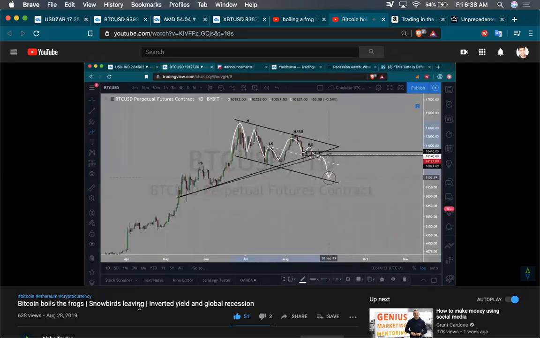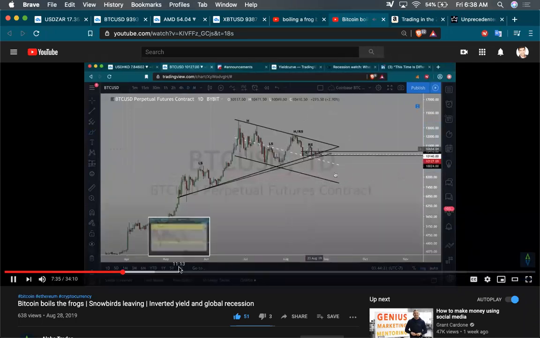And this is where the heat gets really turned up on these frogs, right? And so when this happens, then they realize, oh shit, looks like we're really going down and I just lost another 10, 20, 30%, right? So that's what it means to boil a frog.